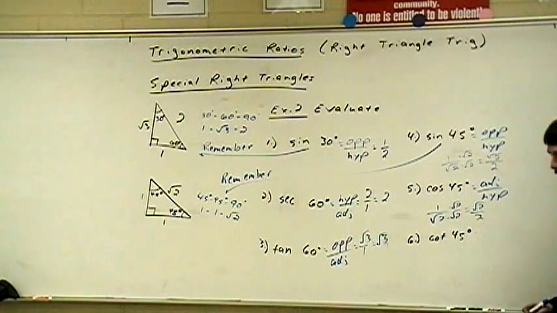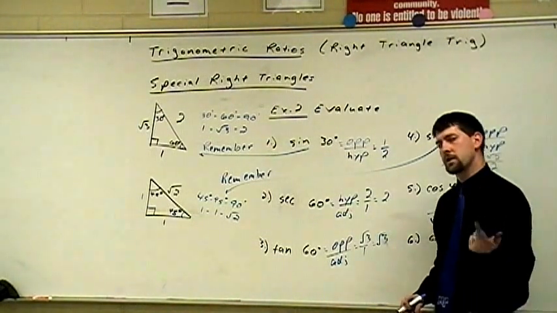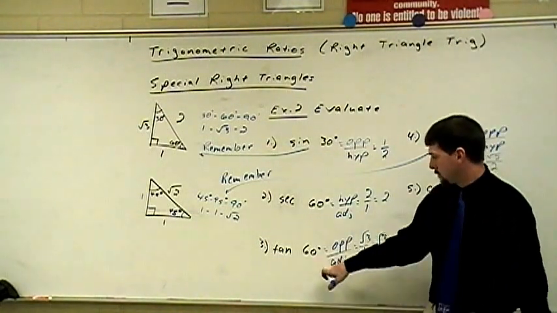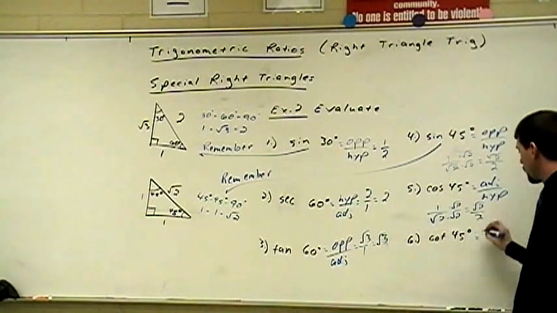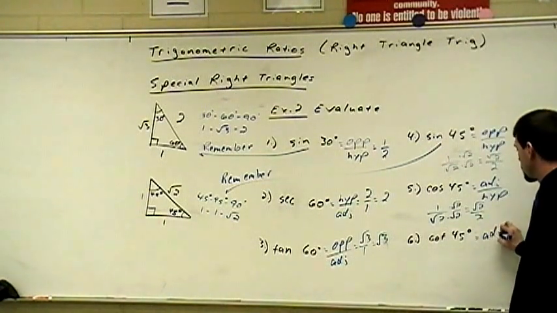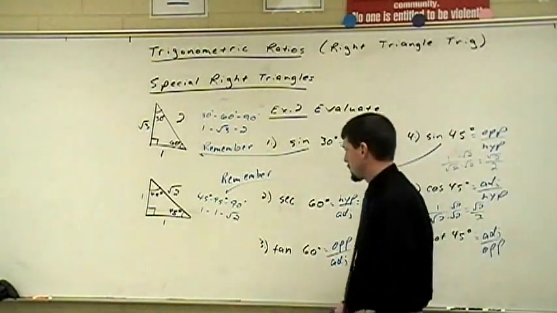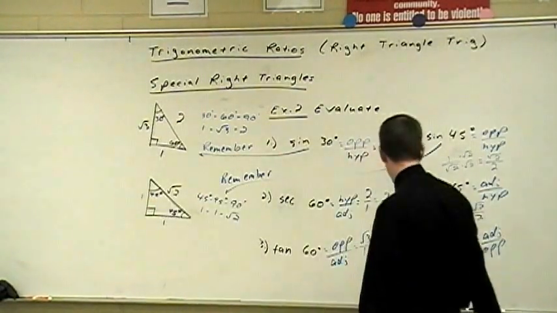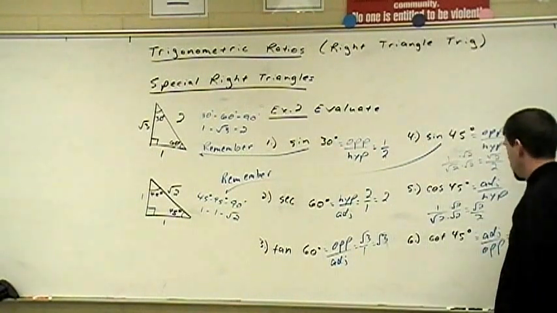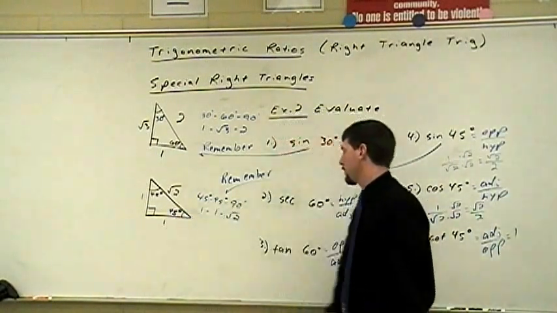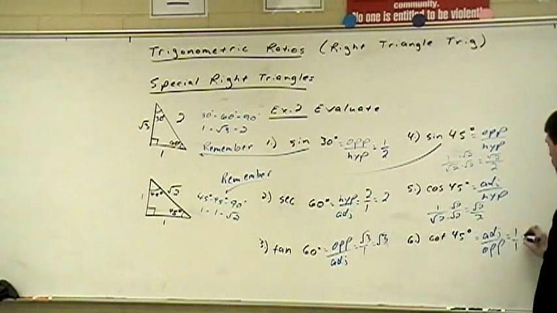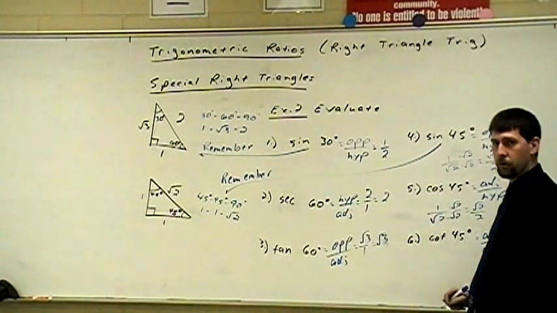And then cotangent of 45 degrees. So we remember cotangent is reciprocal of tangent. Tangent was opposite over adjacent. So cotangent is adjacent over opposite. So adjacent of 45 degrees is 1. Opposite of 45 degrees is 1. So cotangent of 45 degrees is 1.